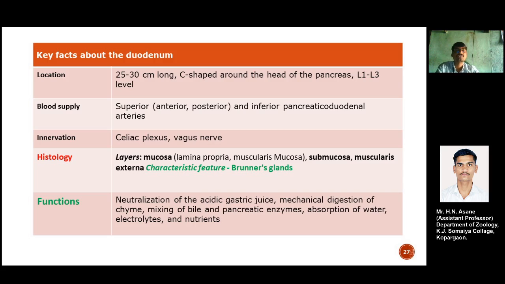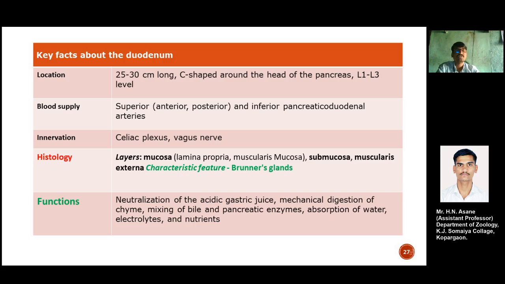Okay, then the histology is the main part which we have focused on today. The layers of the duodenum are the mucosa layer, in which the lamina propria and the muscularis mucosae are the two layers of the mucosa. Okay, the mucosa will be the biggest layer of these three layers. The second layer will be the submucosa and the third layer will be the muscularis externa. The characteristic feature of the duodenum is nothing but the presence of the Brunner glands. Okay, and we know the functions of the Brunner glands.